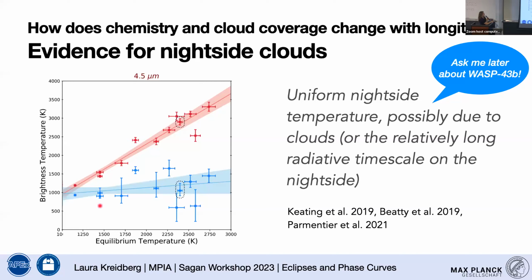but the night side down here in blue is actually about the same temperature no matter what the level of irradiation the planet has. And one of the possible interpretations here is that these planets all have clouds forming on the night side, and you're observing the photosphere above the cloud deck, which is at a cool temperature that's approximately the same for all of these.